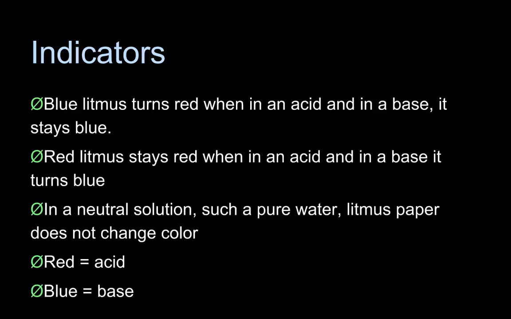Now blue litmus, again, turns red when it is in an acid, and in a base it stays blue. Red litmus stays red when in an acid, and in a base it turns blue. And in a neutral solution, such as pure water, litmus paper does not change color. So that's why you have to use both litmus papers, because if you put a blue piece of litmus paper in a neutral solution, it's going to stay blue, so you don't necessarily have a base. That's why you test it with a red piece of litmus paper, and if it just stays red, then you know you have a neutral solution because they're staying the same colors that they were going in. And again, red equals acid because red has a D in it, acid has a D in it, and blue equals base because they both start with B's.